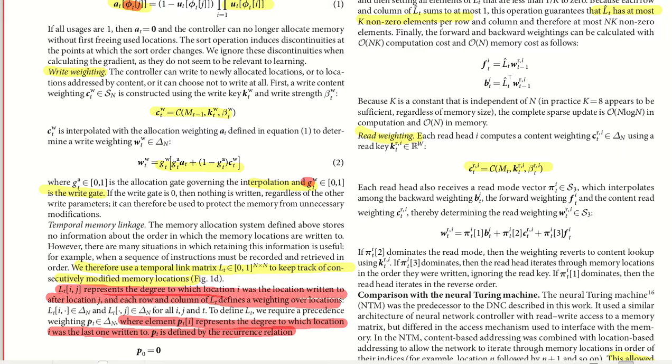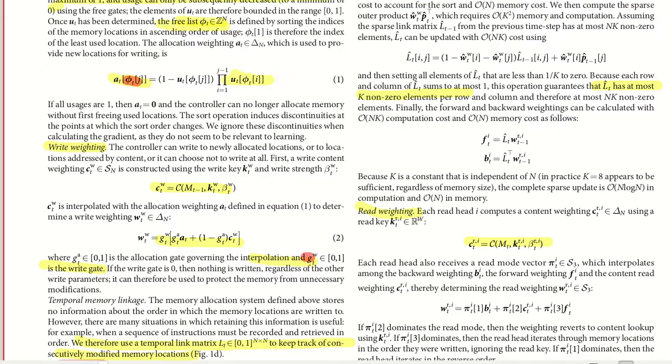If you think about this in binary terms, it makes more sense. But then it's defined in terms of distributions. So F, W and L are all distributions over locations, which is done to make the whole thing differentiable.